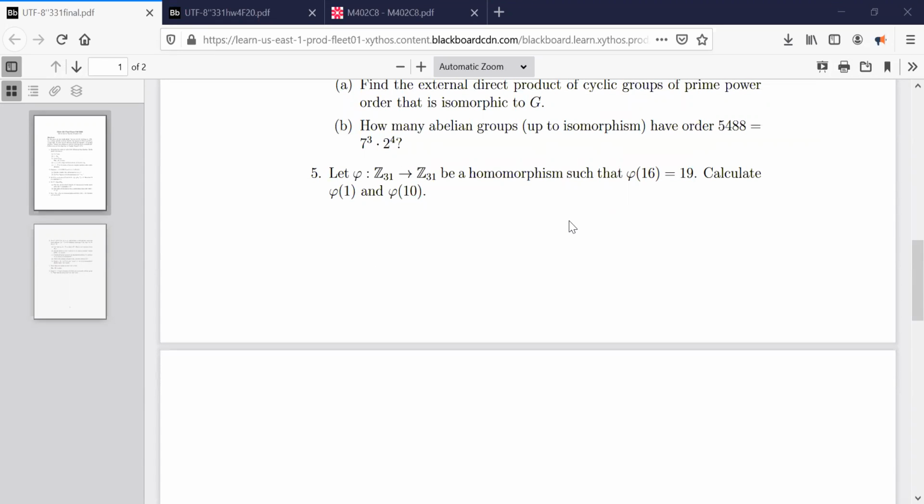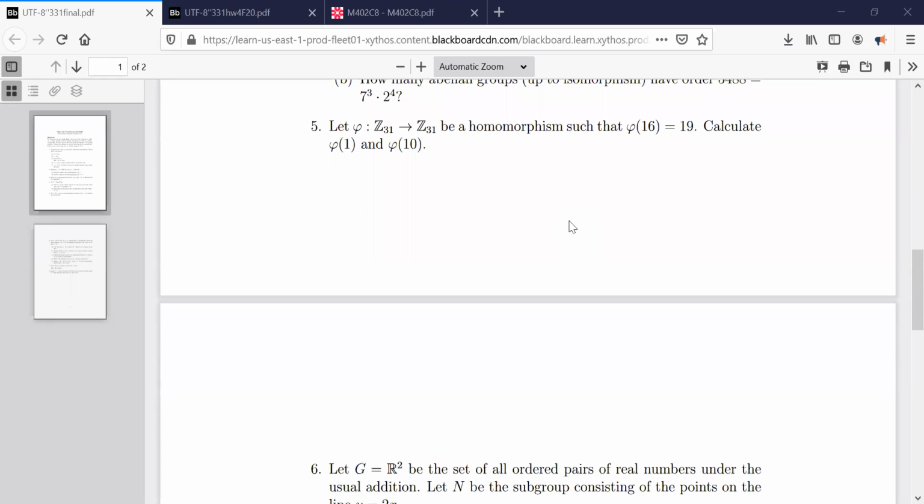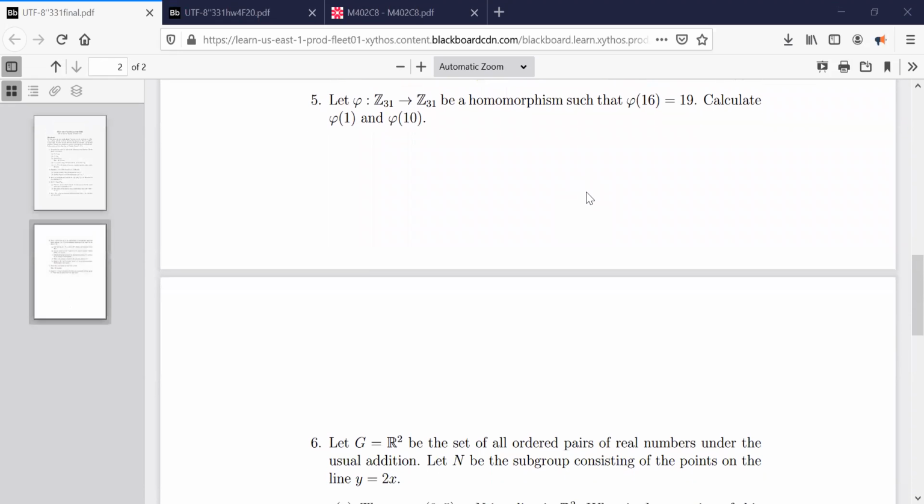Maybe look at 5. Sorry, 5? Yeah. So is that under addition? Like the Z31 to Z31, are those both addition? Yeah, they're both addition. It's just we have some map that sends 16 to 19. And 16 was actually picked to be pretty nice here. What is 16 plus 16 mod 31?